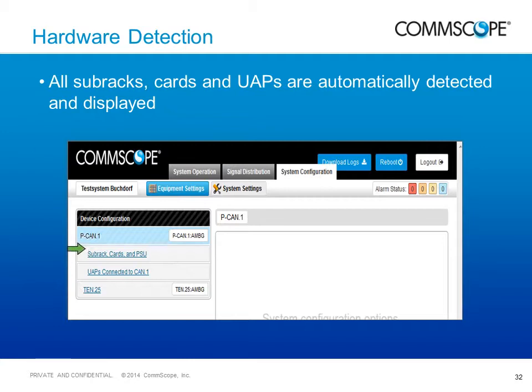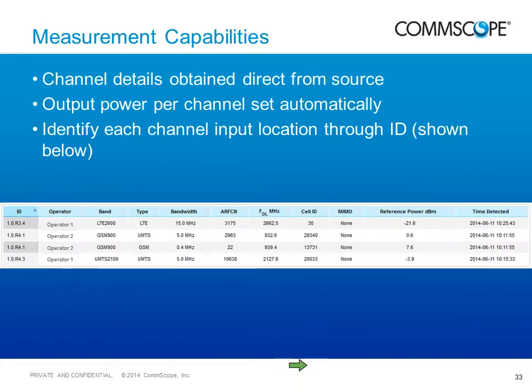The RF donor card measures the RF signals that it receives. We get the information directly from the RF source, which is typically a base station. We can tell who is the operator, what is the modulation, what is the reference power, signal power level, and then we set the output power per channel automatically.